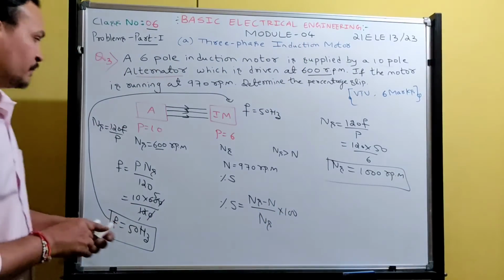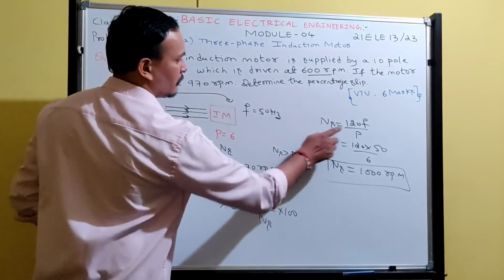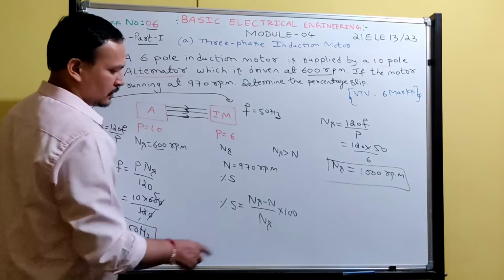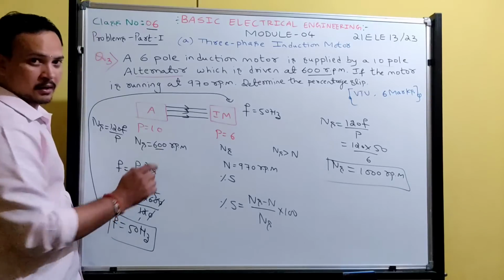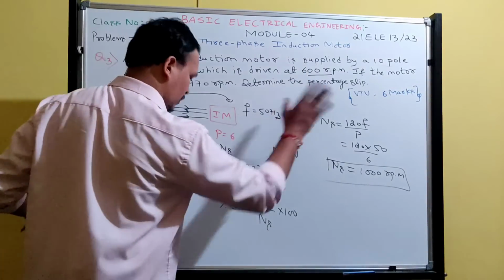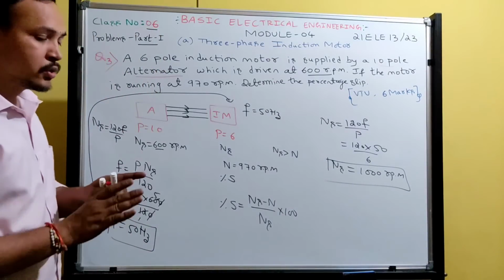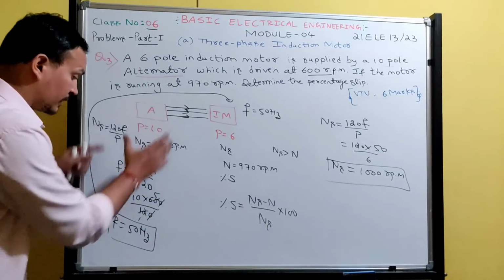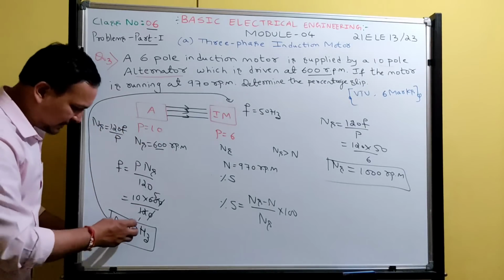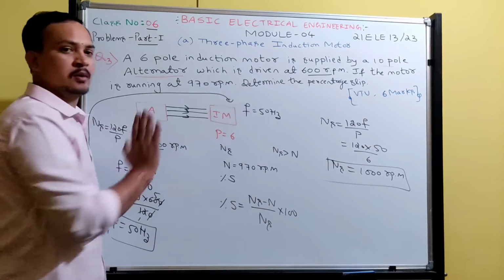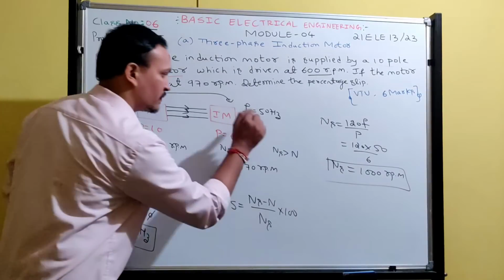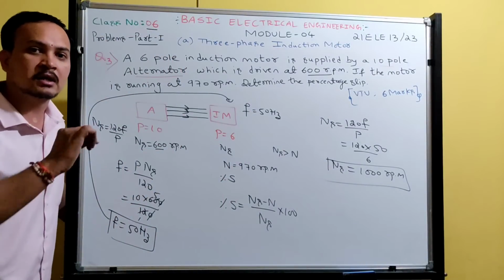What will students do now? For the induction motor poles, they will take 10, and here they will take speed Ns as 600. This is the mistake they will make. The evaluator is waiting for that mistake and will give 0 marks. Don't make such a mistake. If they give alternator data, calculate only the frequency of the alternator. Only that frequency you take to the induction motor side. That is the supply frequency, and this frequency is required to calculate synchronous speed.